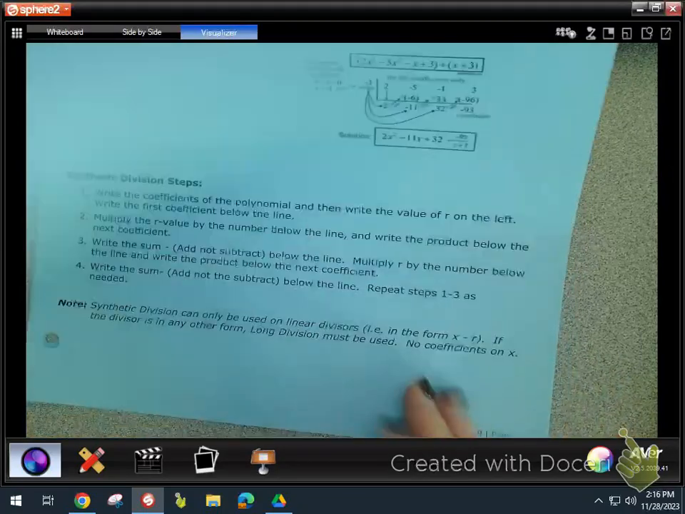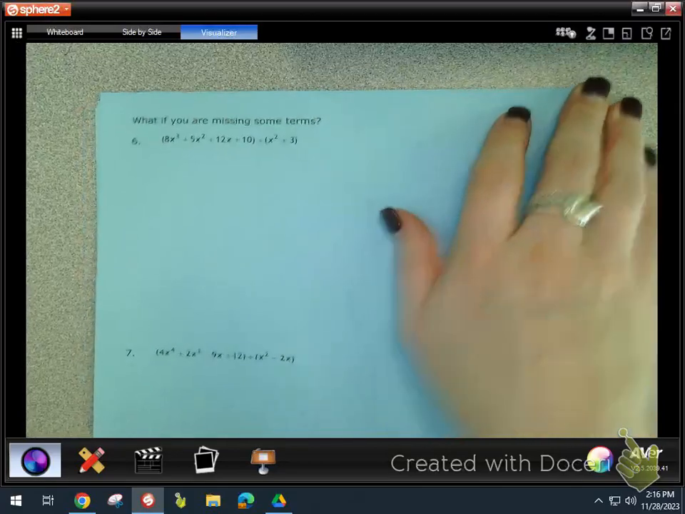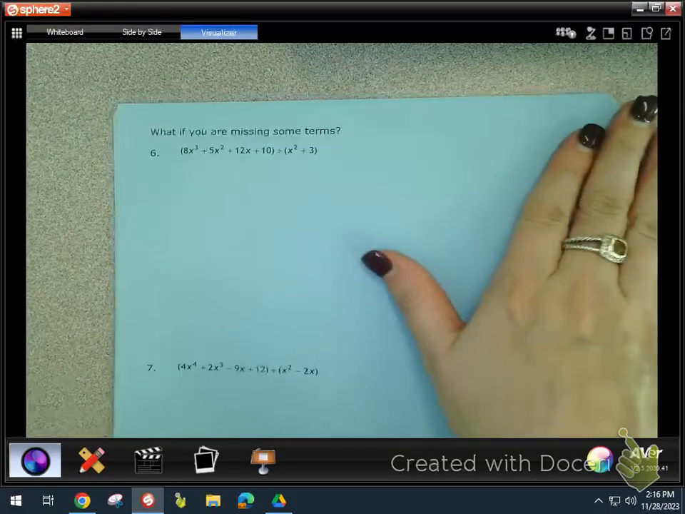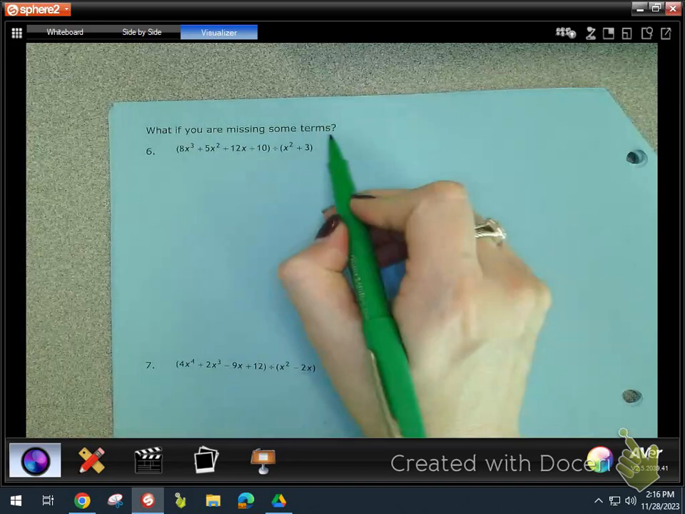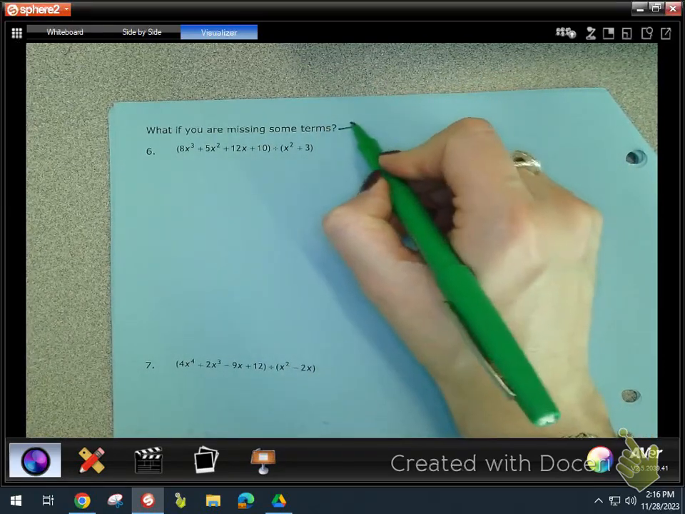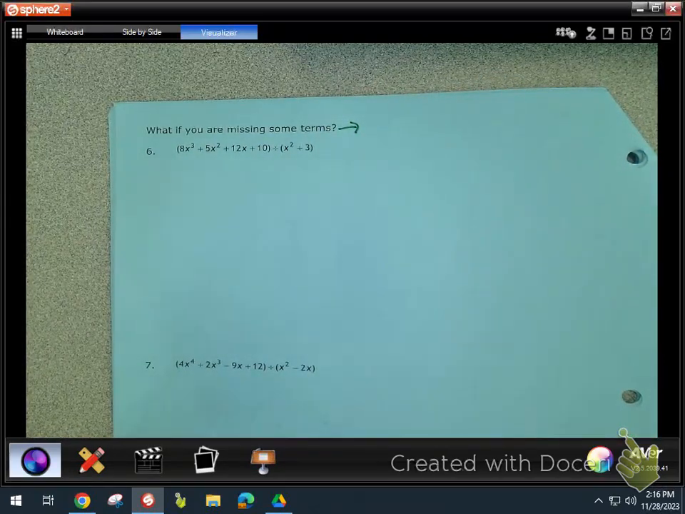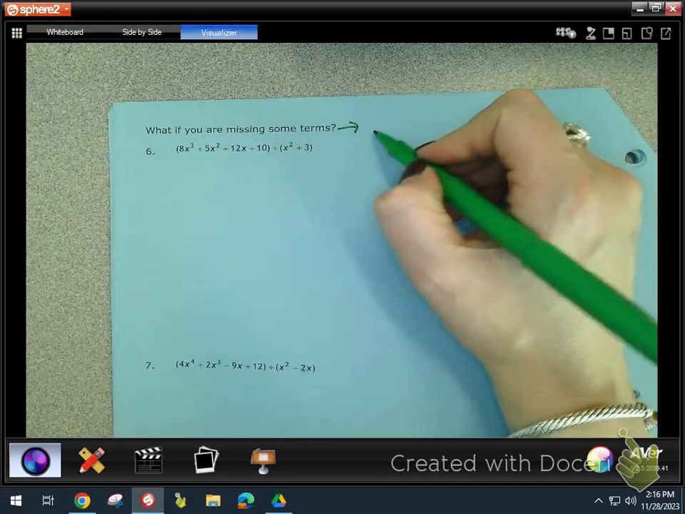Okay, last 2 problems. We will do one together, one on your own, and then it is homework time, and you have 4 homework problems. What if there are missing terms? And we've been practicing, we've been checking for this, we just haven't seen it until now. And I will tell you, you're going to see it, and you're going to have to, especially with the shortcut, which I'll teach you next time, watch out for it.